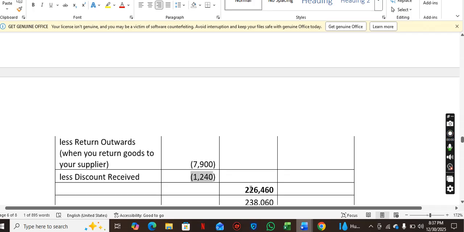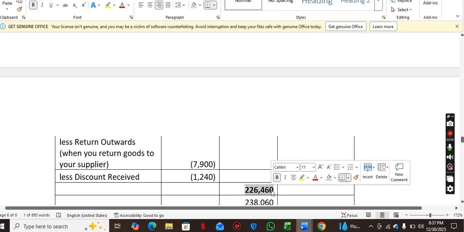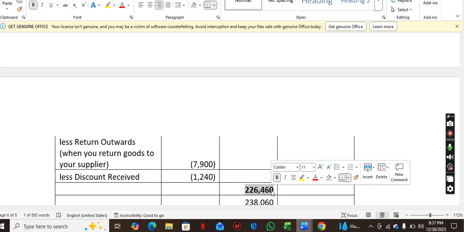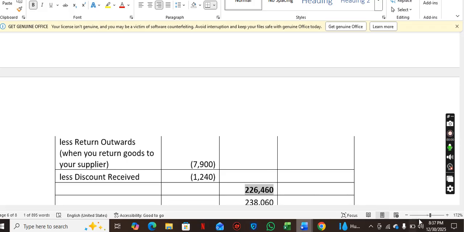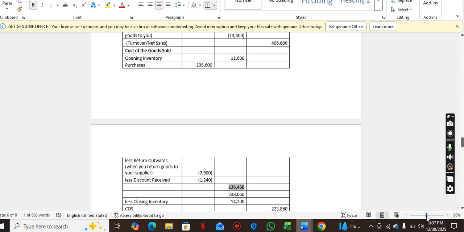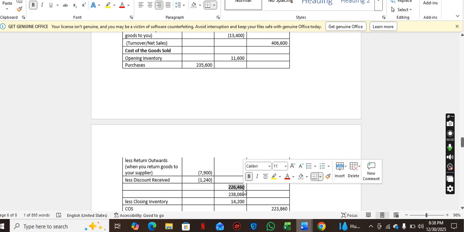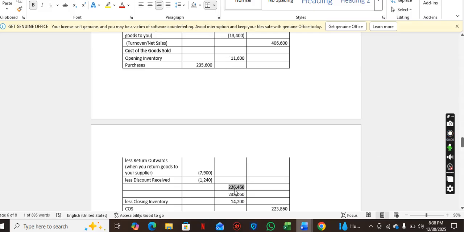Once we've done our adjustments, the goods that we purchased for this year and brought into our shop are worth 226,460. Now remember, we want to find the total cost of all the goods available for sale. So we started this year with goods worth 11,600. Then we brought in goods worth 226,460. So when we add 11,600 plus 226,460, what do we get?